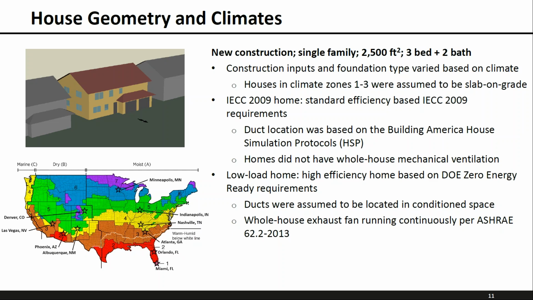We looked at 10 different climates within the US, and it's kind of hard to see on the diagram there on the lower left, but we looked at Miami, Orlando, Atlanta, Nashville, Indianapolis in the humid climate zone, and then Albuquerque, Phoenix, Las Vegas, Denver in the dry climate zone, and we looked at one cold climate city of Minneapolis.